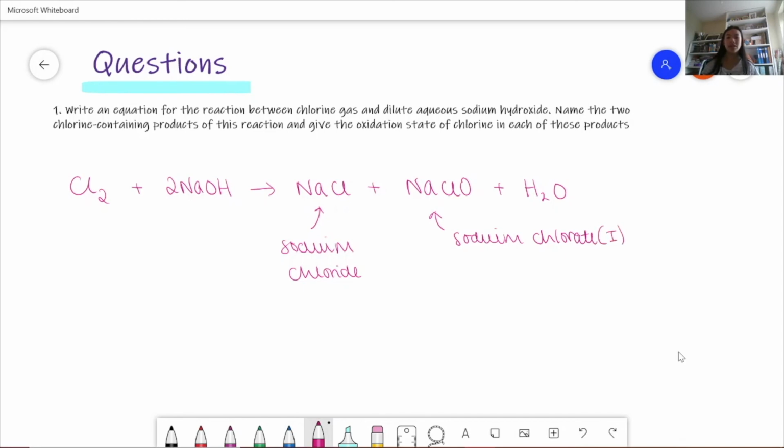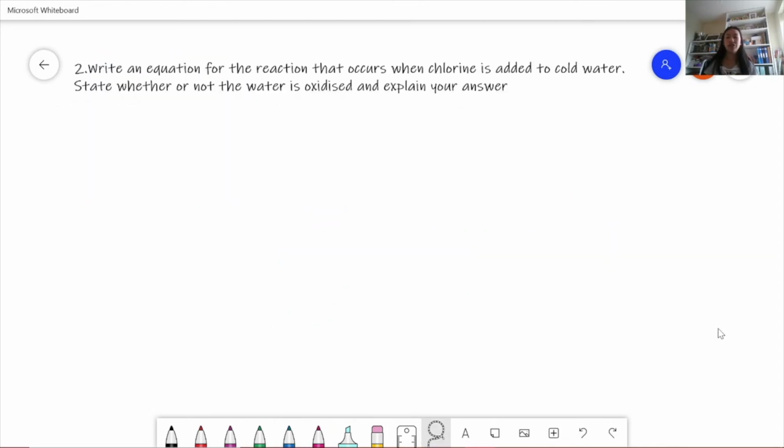And then now it says to give the oxidation states of chlorine in each of these products. So chlorine in NaCl would be -1. And then in this sodium chlorate, we would have oxygen as -2, sodium as +1. And so for all the charges to equal the overall charge, which is 0, the chlorine must be +1. Before I move on to question 2, feel free to click off the video and try it for yourself first.